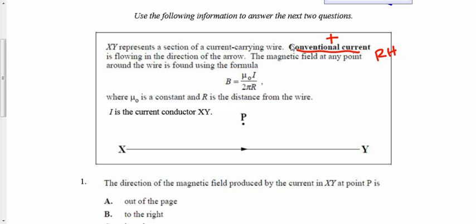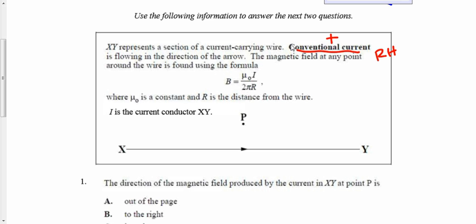Now, we're also given an equation for the magnetic field at any point around the wire. That's an equation that we don't recognize. We've never seen that before, and we'll probably never see it again. It's not one that's required for Physics 30. That's why they give it to us in this question, as opposed to expecting you to go to your data sheet for that. It says mu, which is just a constant, times I, which it tells us is the current in conductor XY, over 2 pi times R. R is the distance from the wire.